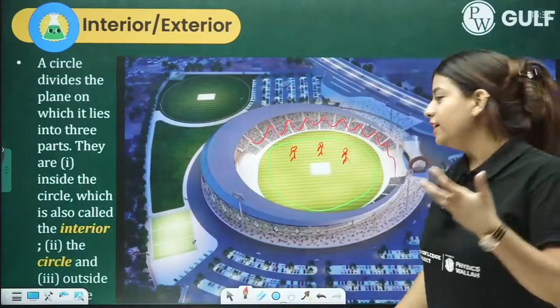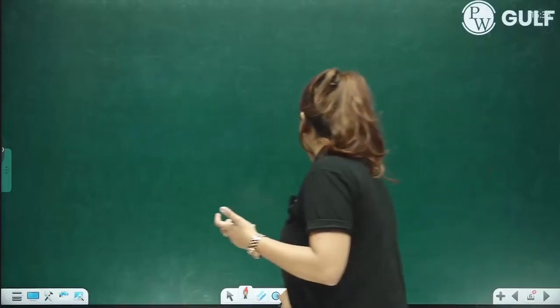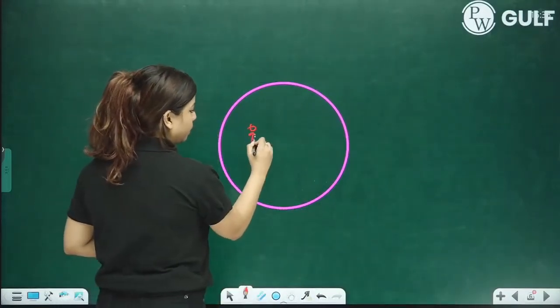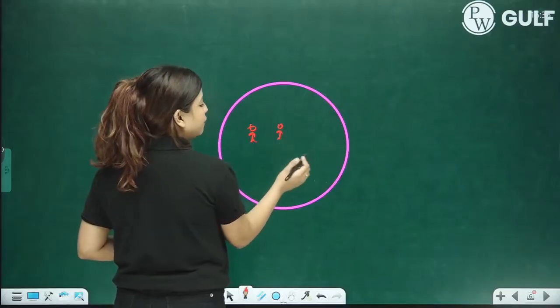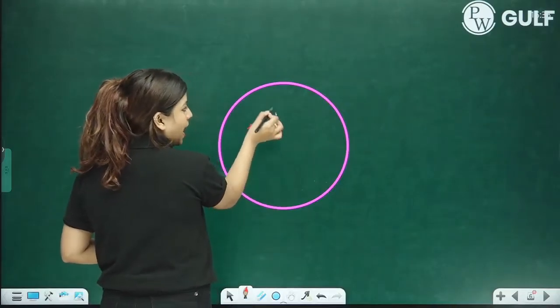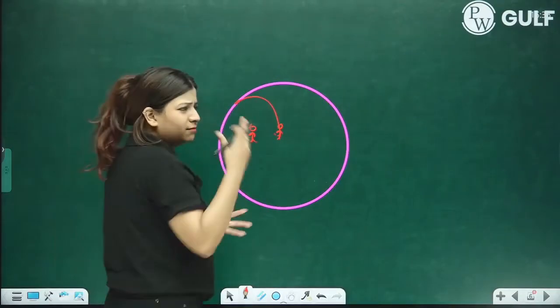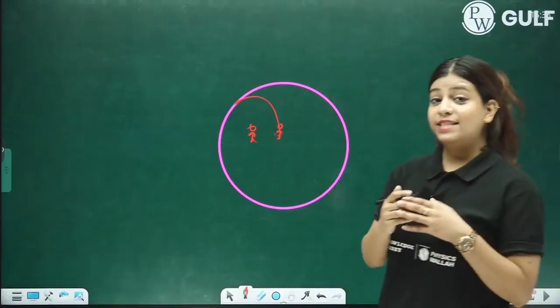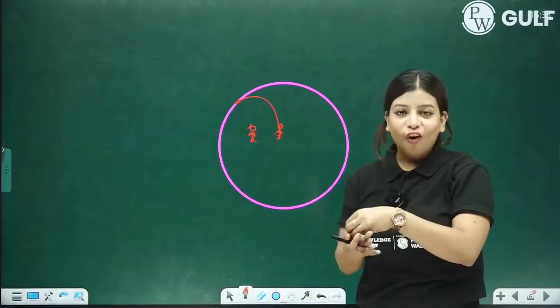And certain times it happens too that if this is the particular ground and there are people playing inside, for example the batsman hits and the ball strikes over your boundary line, that makes it a 6. That means on the circle.